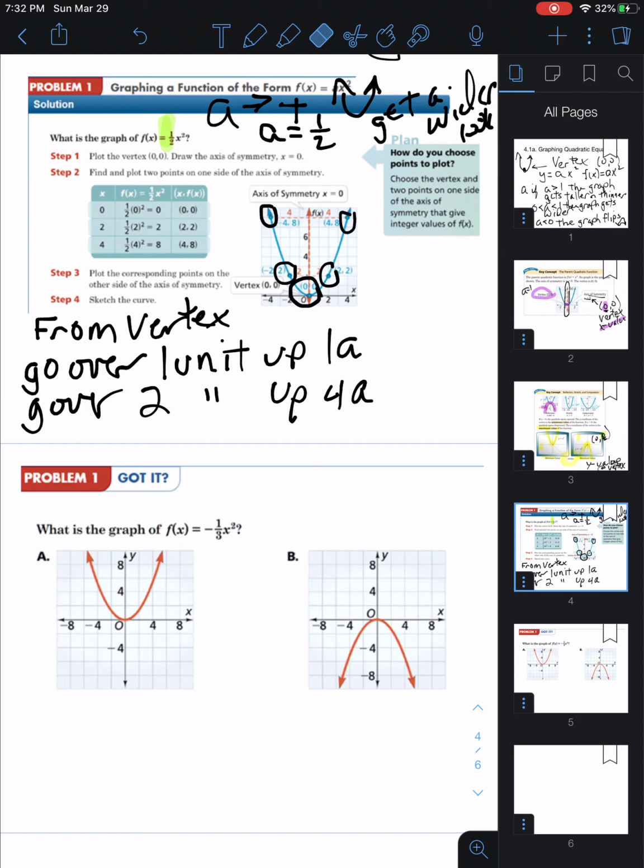Now this one, you'll notice a is 1/2. Oops, did I just erase that? I did. So a is 1/2. So this one you would go over 1, up 1/2. Well, that's going to be right there and right there. Over 2, you would go up 4 times 1/2, which would be 2. And if you went over 3, you would go up 9a, which would be 9 times 1/2. Over 4, you would go up 4 squared, or 16a, and that's where they got these guys right here. 16 times 1/2 gives us the 8s.